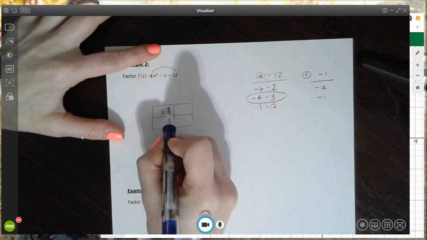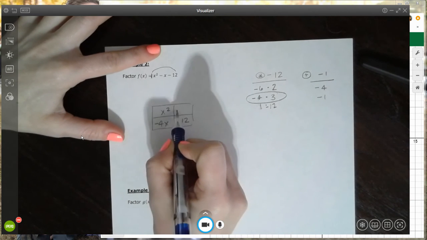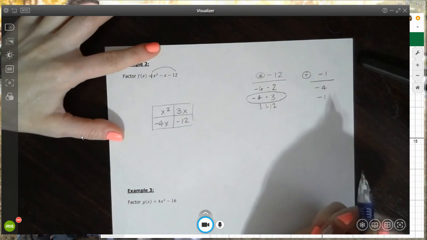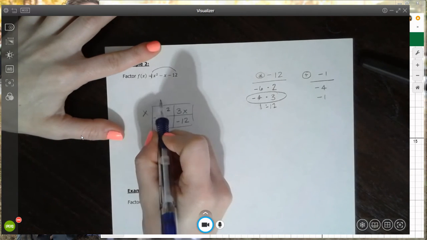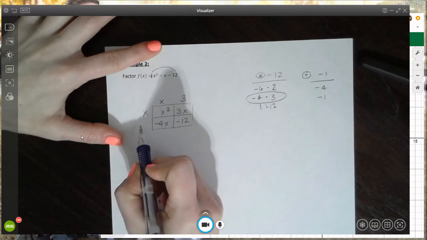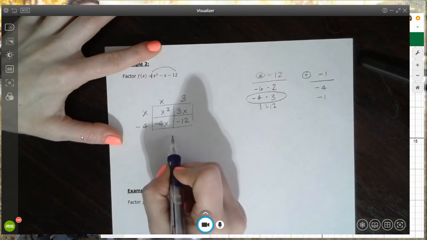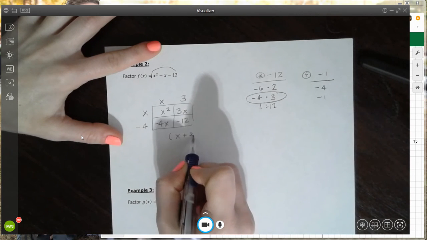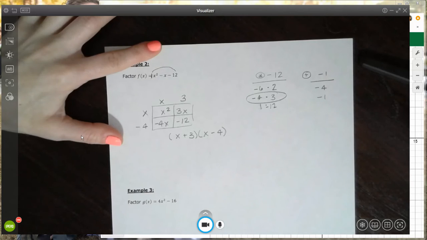So this will be x squared, and this will be negative 12. And then I've got negative 4x and 3x. So now I'm working on finding common factors. These are still both going to be x. This will be positive 3, and this will be negative 4. So my factors are x plus 3 and x minus 4.